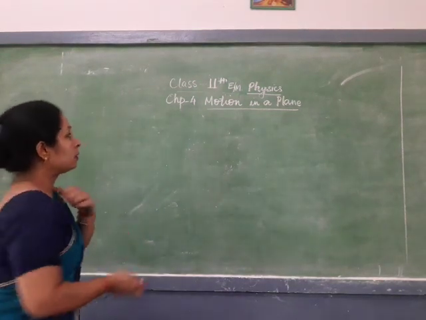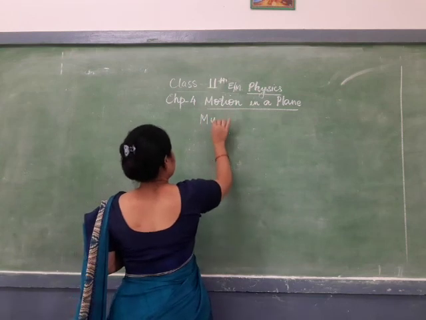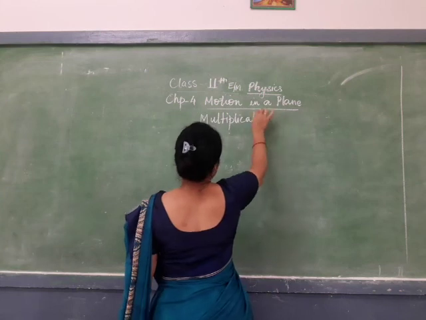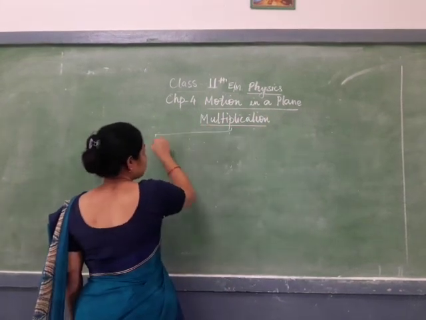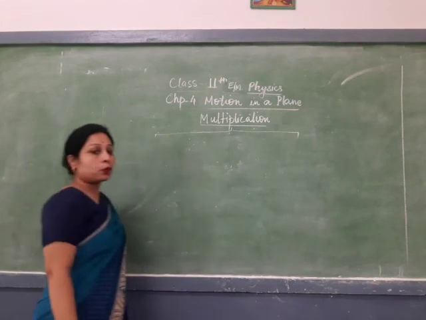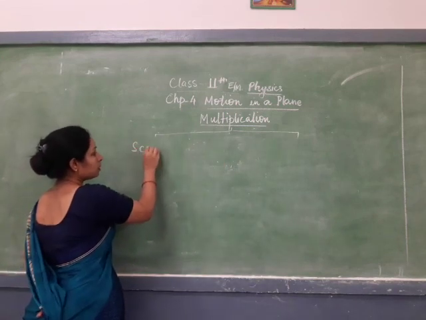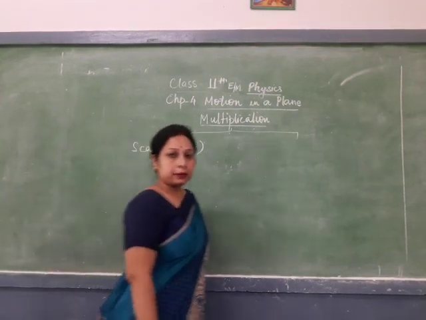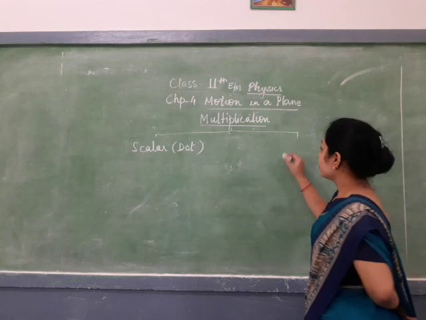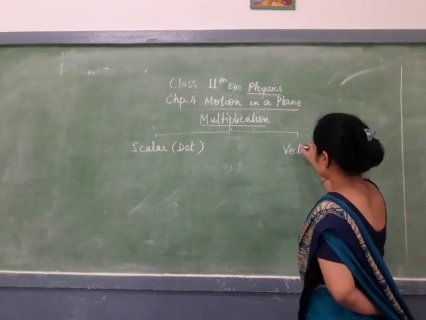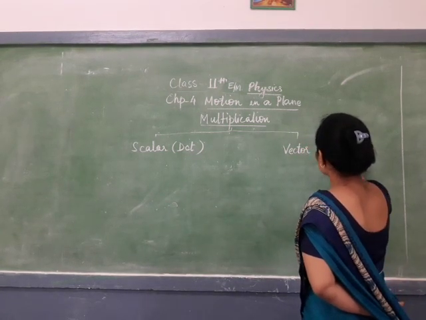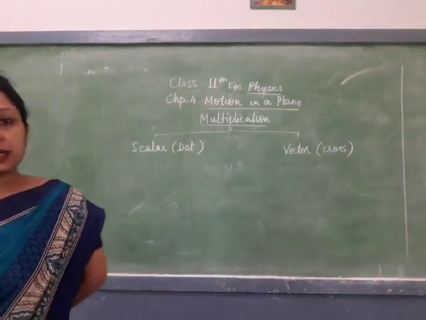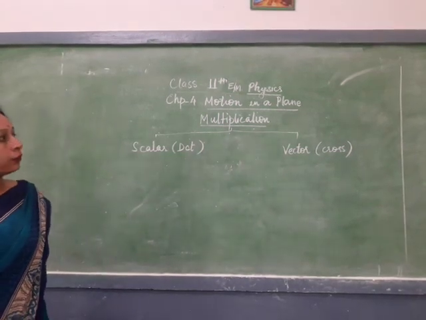For the multiplication of vectors, we can use two concepts. One is called the scalar product, or the dot product, and the second is called the vector product, or the cross product. Talking about the scalar product, it's a simple multiplication with a dot.